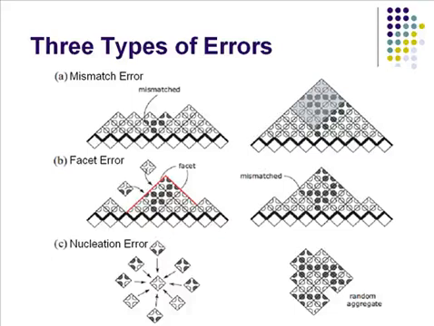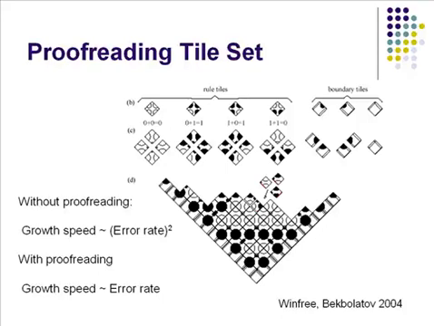And the first method to reduce those errors is proposed by Eric, and it is called proofreading tile set. Here, each Sierpinski tile is divided into four small pieces. It requires a four times larger lattice, and each of the newly introduced sticky ends is unique, different from the original one.